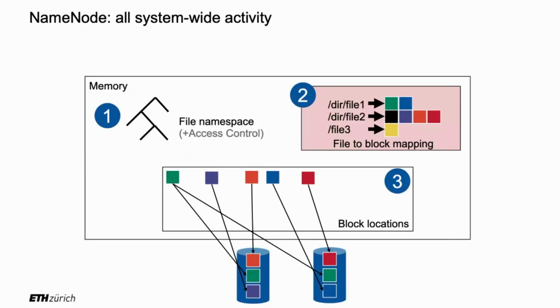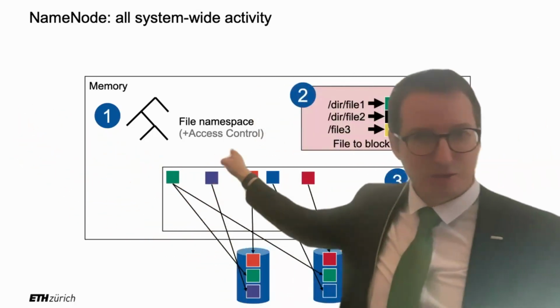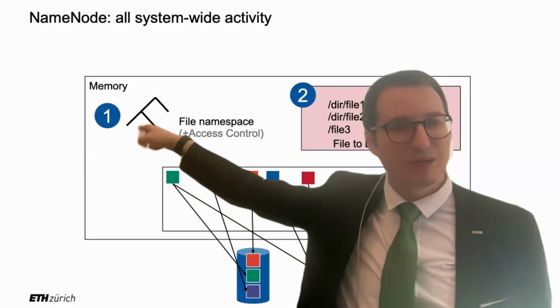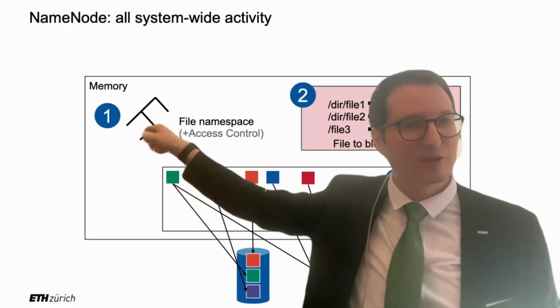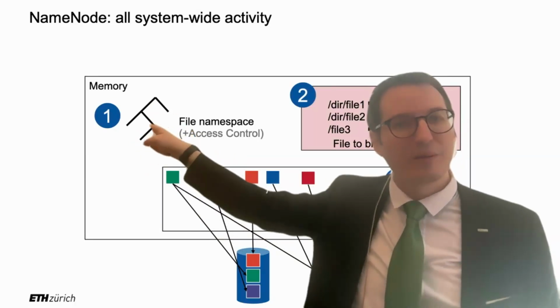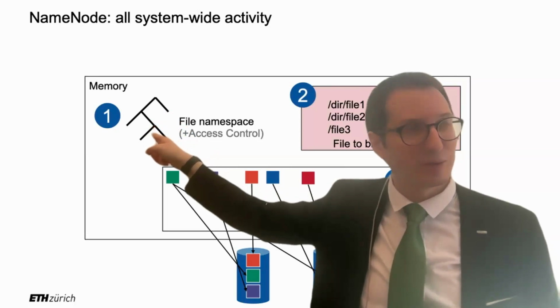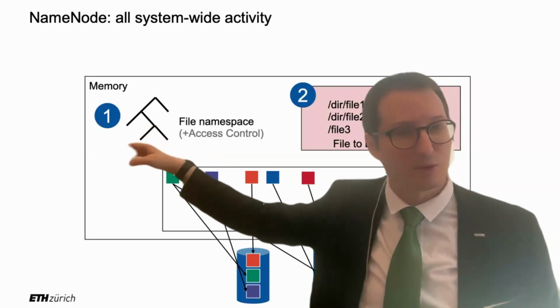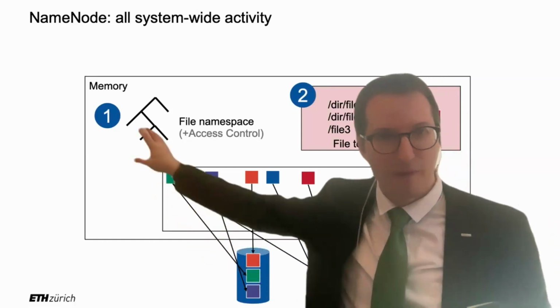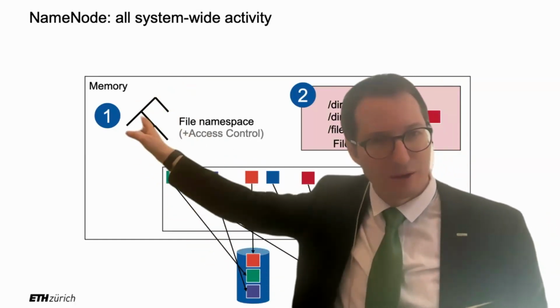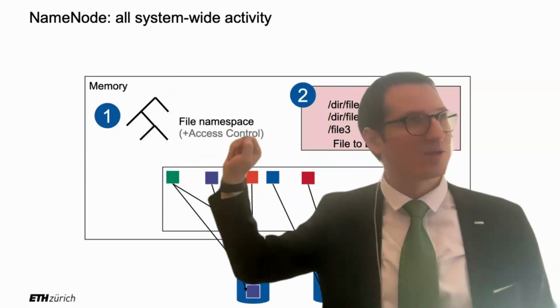I'm going to go through these 3 things in there. The first thing in the name node is the file namespace. What do I mean with that? It's the tree, the hierarchy of directories and files. What I really mean here is the hierarchy with the names of the directories and files, not the actual data, because the data is there, as we know. But it has all the hierarchy with the directory names, the file names, plus some access control.